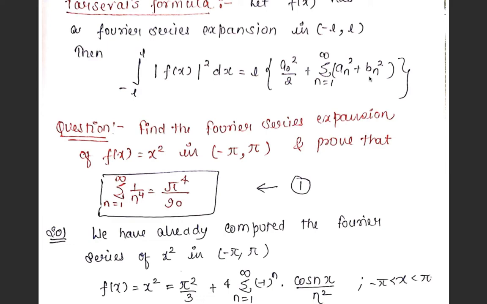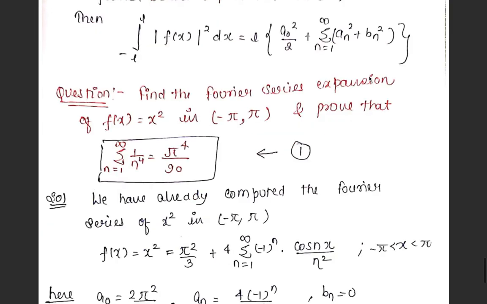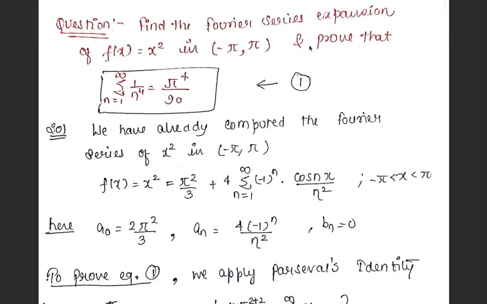Now let us see what is the use of Parseval's formula with the help of one example. It says, find the Fourier series expansion of x square in -pi to pi and then prove this equality. Earlier also we have proved some equality by substituting x as some point within the interval. Let us see how we can obtain this equality now. So first we have to compute the Fourier series.